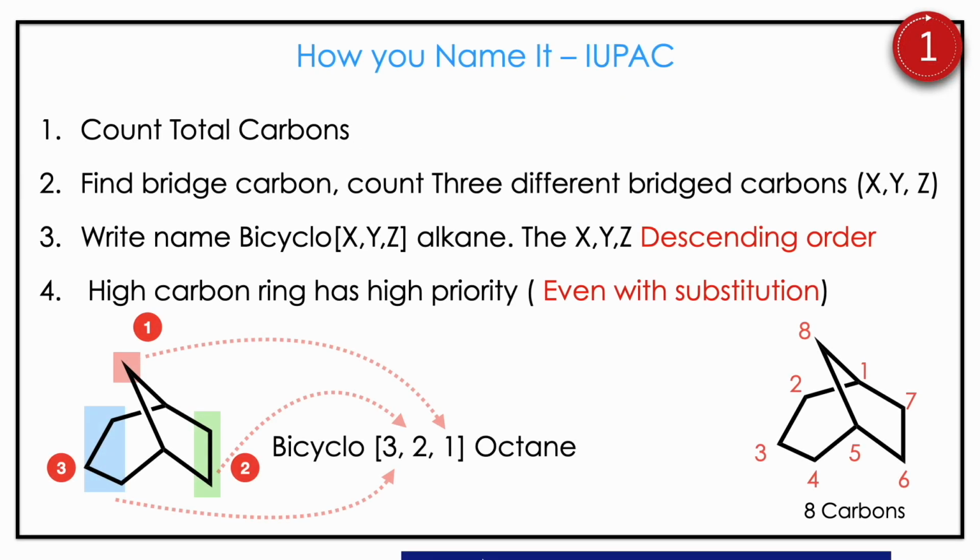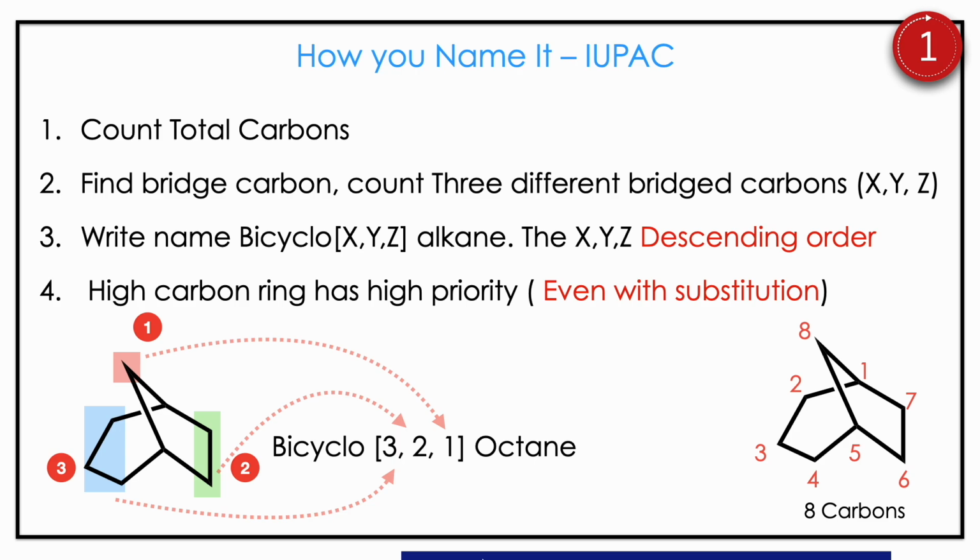Let us see how you name it by the IUPAC nomenclature. First you should count the total carbon atoms, then you find the bridge and you have to count how many different bridged carbons there are. You can call it XYZ. Then we write the name as bicyclo XYZ. The XYZ should be in descending order. Then the very important fact here is that the higher carbon ring has higher priority, even if the smaller ring has functional groups.